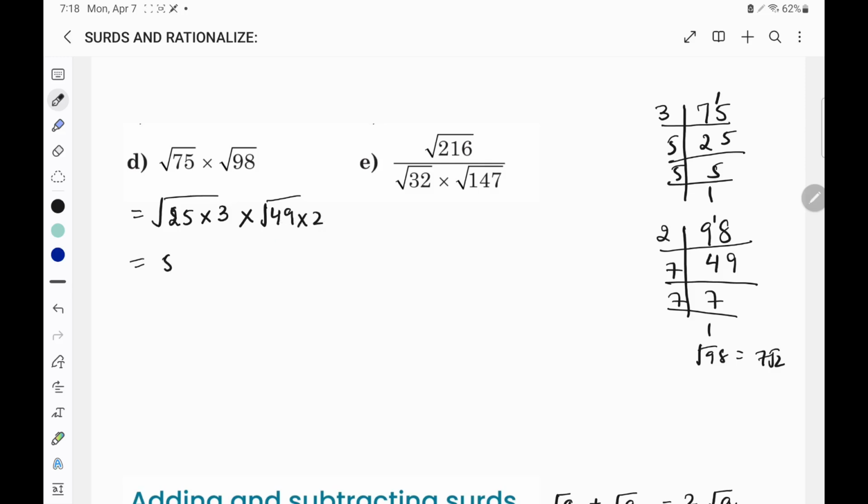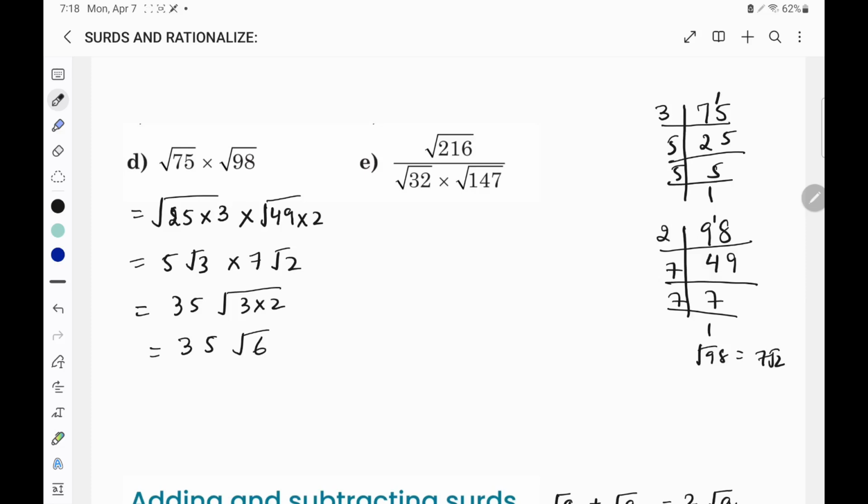So that is 5 square root 3 times 7 square root 2. It's becoming the same like the previous question. Multiply the integer with the integer and surd with the surd. So 5 times 7 is 35, and 3 into 2 you can multiply, because that cannot be simplified more. So 35 square root 6 is your answer in this question.